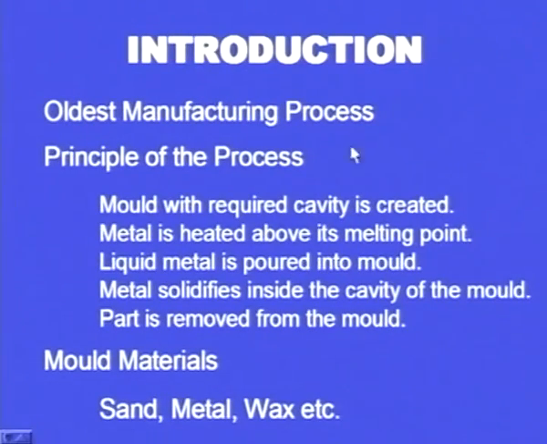First, we have to make the mold with the required cavity. Then we will heat the metal just above the melting point. Next, the liquid metal is poured into the mold, and after some time the liquid metal will be solidified. After it is solidified, we will break the sand and take the solidified casting outside. So, this is the simple principle involved in making a casting.